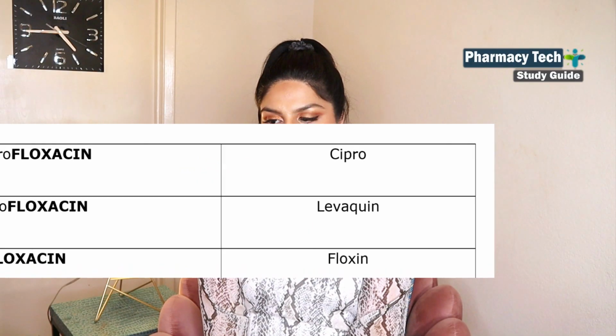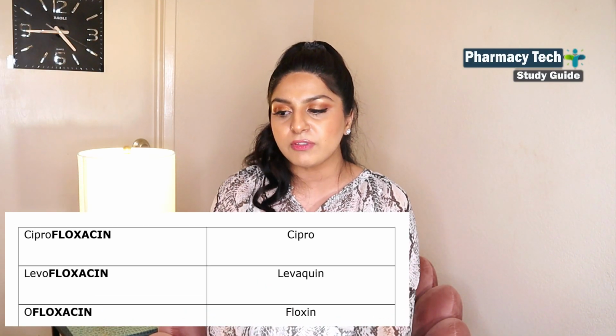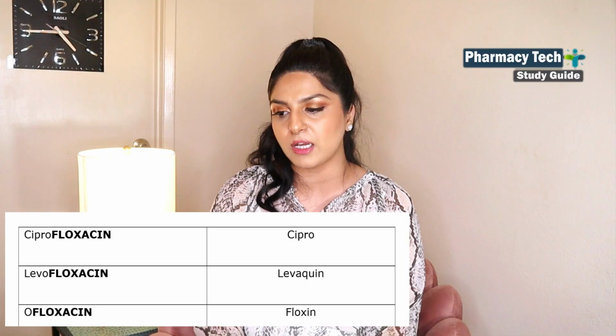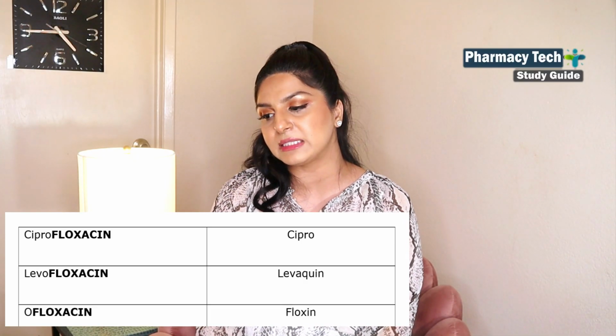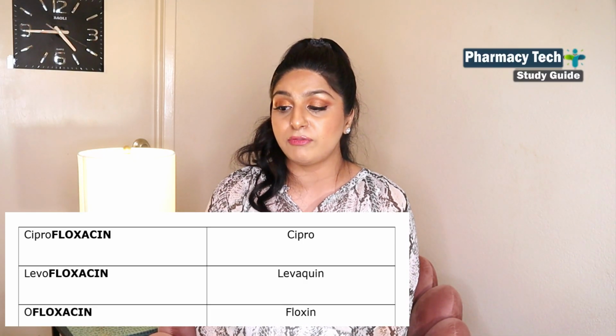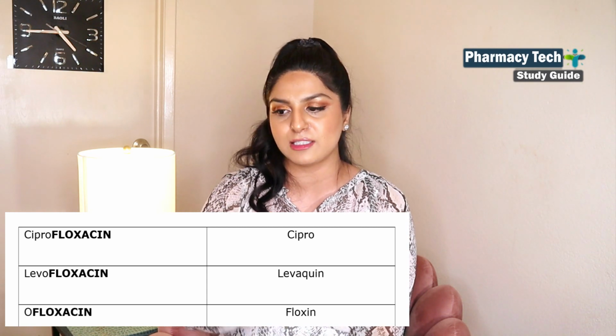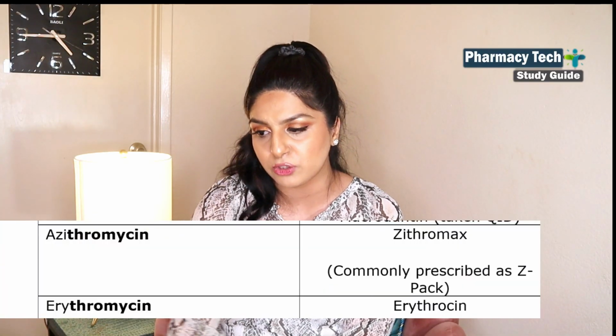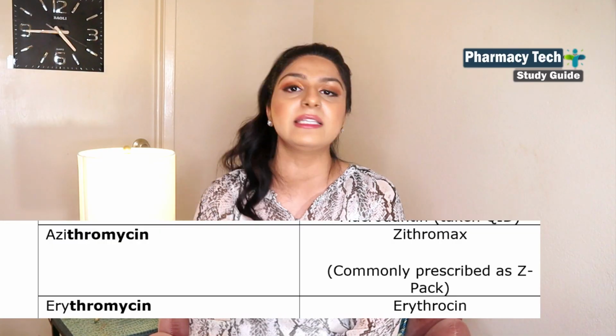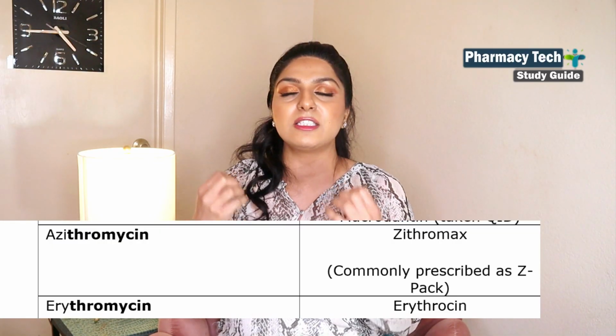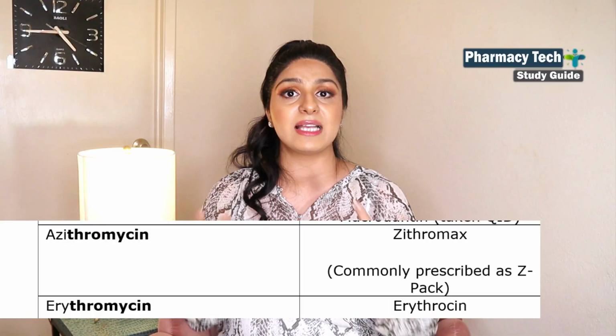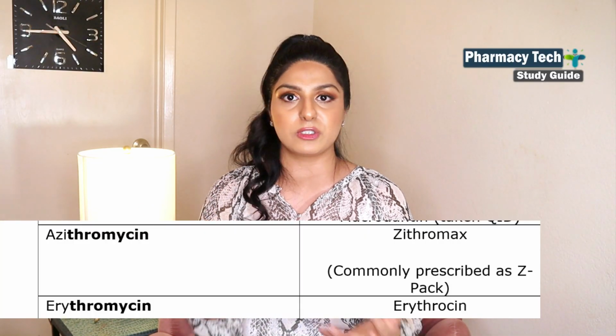We have a few more antibiotics which have a common suffix: ciprofloxacin, levofloxacin, ofloxacin. Ciprofloxacin, name brand is Cipro, levofloxacin, name brand Levaquin, ofloxacin, name brand Floxin. Floxacin is the suffix here that is common in all of these medications. Another category of antibiotics with a common suffix would be azithromycin and erythromycin. Azithromycin, the name brand is Zithromax. This medication is normally dispensed as a Z-Pack. You will see that on prescriptions all the time.